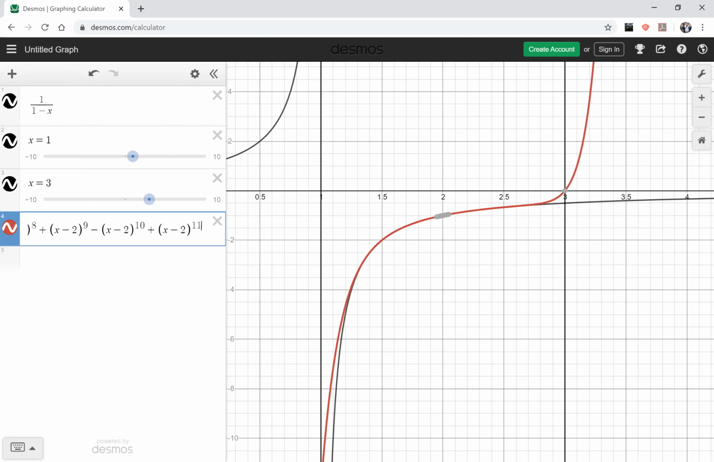I see here with my 11th degree, I'm getting very close. So you see that as I increase this degree, that's like adding up the terms of the series, it's getting closer and closer. Okay. So I'm going to do one more example where we find the power series, and then I'm going to give you 2 examples to do.